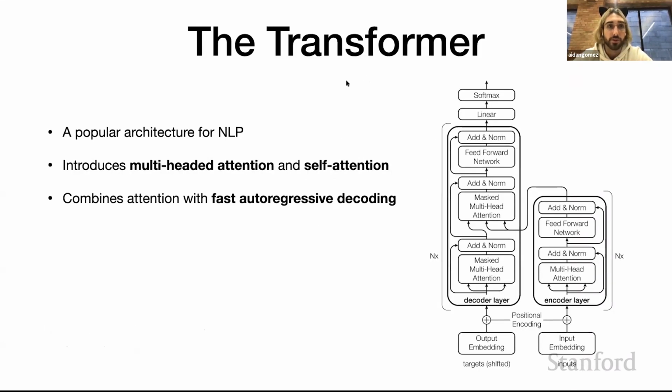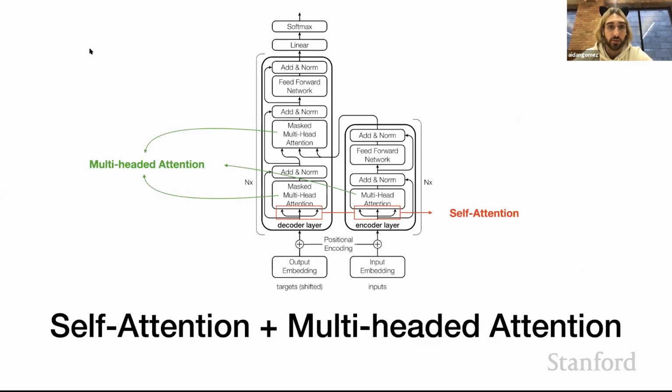Just in terms of the transformer architecture, the two things that it introduced for the first time were multi-head attention and self-attention. And then it combined those with fast autoregressive decoding. Before the transformer, pretty much everyone was using LSTMs and LSTMs with attention. But I'll try to get into the difference of self-attention and multi-head attention.